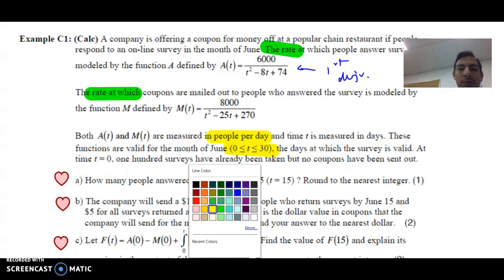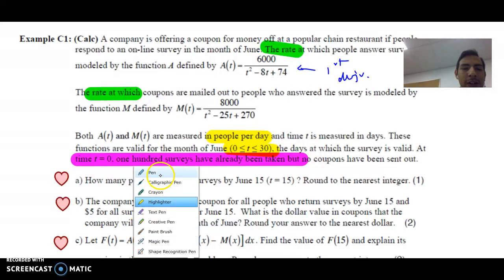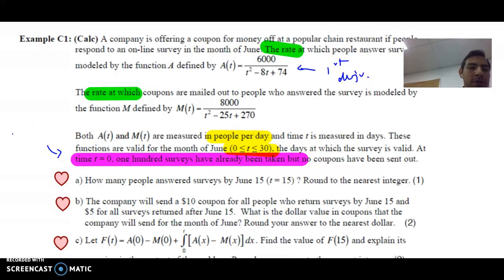And the most important part of all of this, and I know I said a lot of this is important, is that at time t equals 0, 100 surveys have already been taken. And this, my friends, is called an initial condition. You're going to need that at some point. I don't know when yet, but you're going to definitely need that. So I want you to go and pause the video, try all this on your own, and then resume when you're ready.